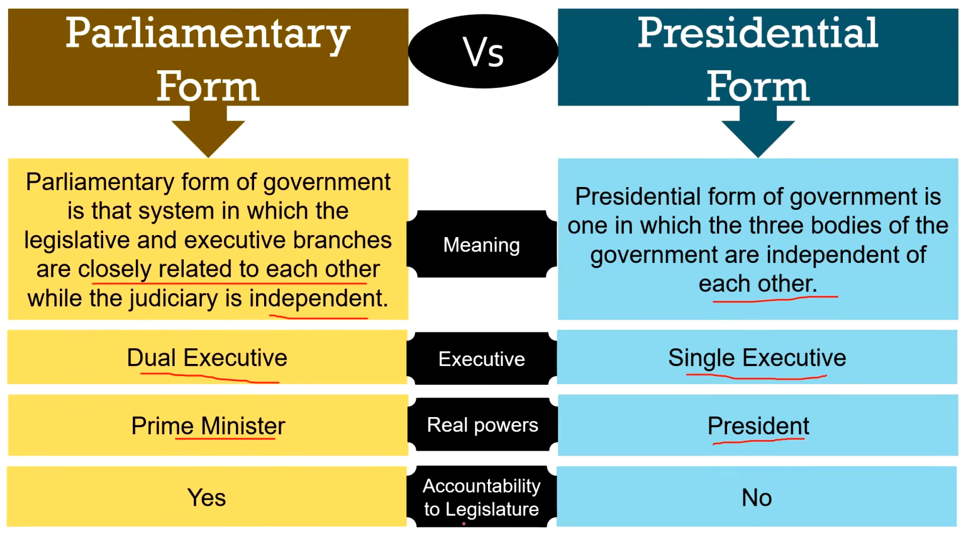Next, accountability to legislature. In a parliamentary form of government, the executive body, which comprises the Council of Ministers or Cabinet, including the Prime Minister, is accountable to the legislature for all its acts. Conversely, in case of presidential form of government, there is no such accountability. That is, the executive body is not accountable to the legislature for its acts.